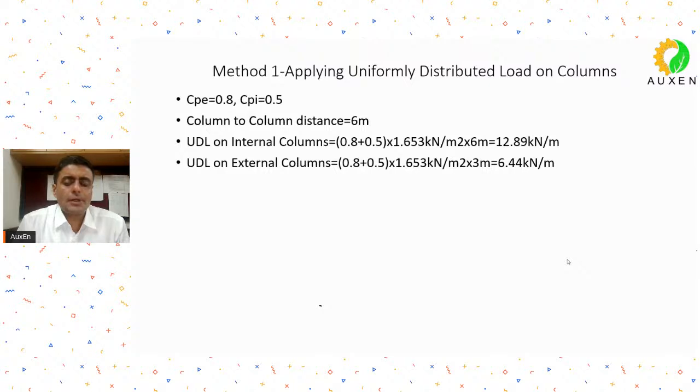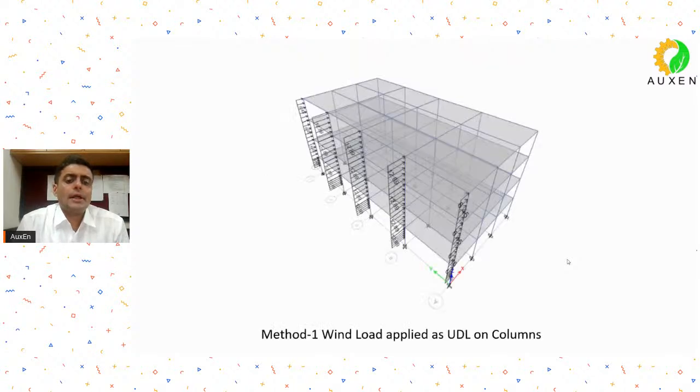So this is, remember, method 1. Just remember the method and what we are doing in this method, because I will be referring only to the methods henceforth. So method 1 is applying UDL on columns. We have calculated the UDL on the internal column. Spacing is 6 meters. So you can see the UDL. We have similarly calculated the UDL on external columns, and then we have applied it like this.